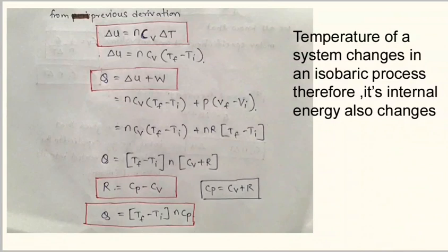So it will become nCv(Tf minus Ti) plus nR(Tf minus Ti). Taking out the common factors from these two, we get Q is equal to n(Tf minus Ti)(Cv plus R). You know R is equal to Cp minus Cv. This is again proved in your thermal expansion. Cp is equal to Cv plus R. Therefore, Q is equal to n(Tf minus Ti)Cp. Now, the temperature of the system changes in isobaric processes. Therefore, its internal energy also changes.